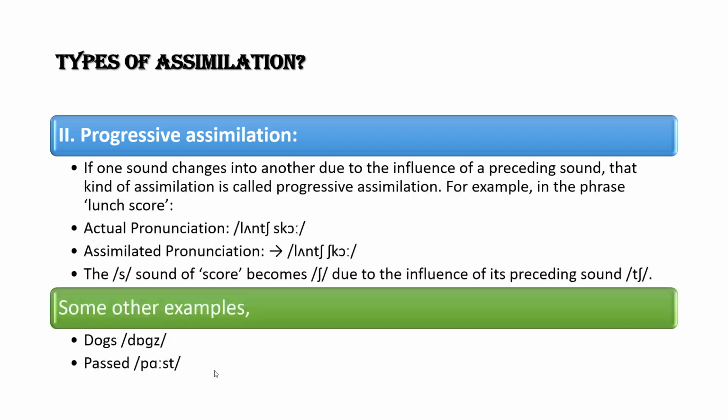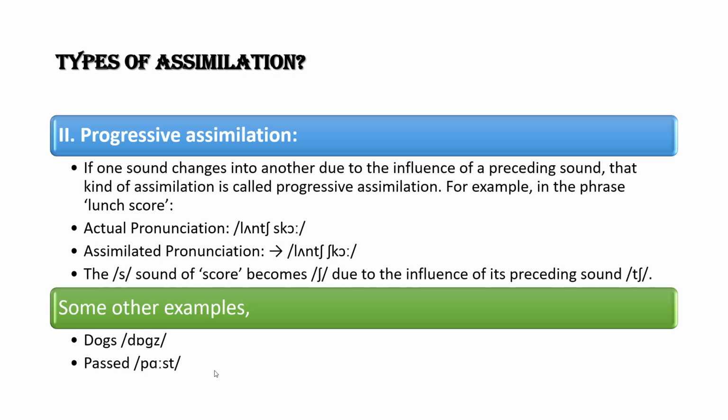Now, the second type of assimilation is progressive assimilation, and it is just the opposite of regressive assimilation. In regressive assimilation, one sound changes into another sound because of the influence of the following sound. But what happens here? One sound changes into another sound because of the influence of a preceding sound. That kind of assimilation is called progressive assimilation.